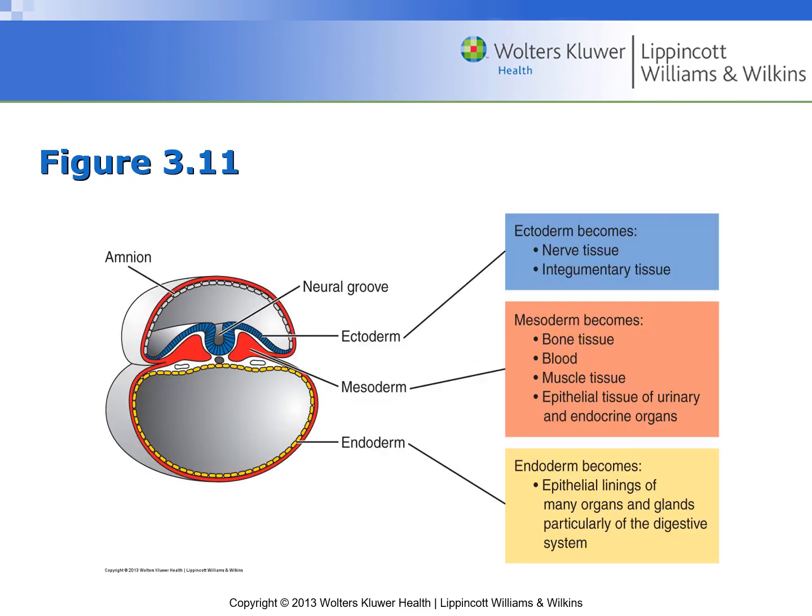Figure 3.11 illustrates the embryonic layers. Stem cells of the developing embryo organize into three distinct layers: the ectoderm, which will later become the nerve tissue and integumentary tissue; the mesoderm, which will later become the bone tissue, blood, muscle tissue, and epithelial tissue of the urinary and endocrine organs; and the endoderm, which will later become the epithelial linings of many organs and glands, particularly of the digestive system. Each embryonic layer differentiates into a specific set of cells and tissues.